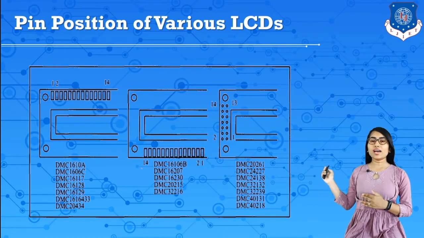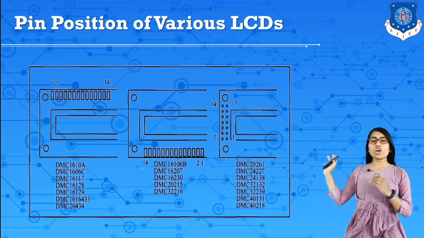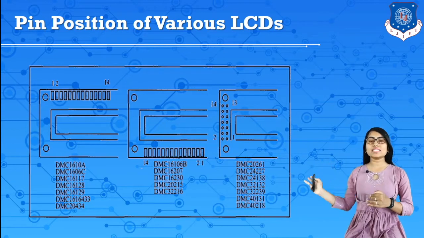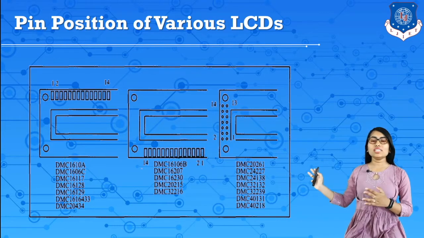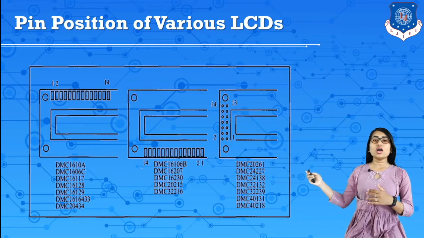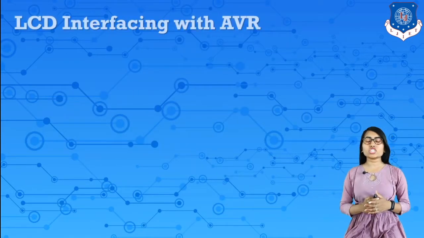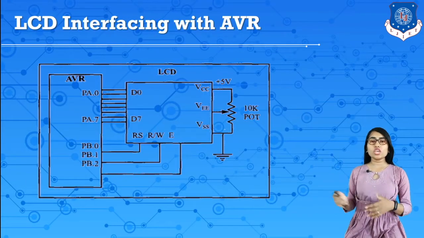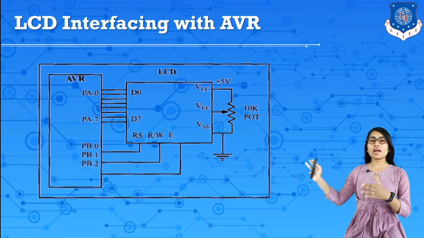Next we have various LCDs over here. So these are all the pin positions of various LCDs. All the LCD display device numbers are written over here. All these devices have a pin configuration like this. Let's discuss one of the pin configurations of LCDs. For that, here we have an LCD interfacing with AVR.